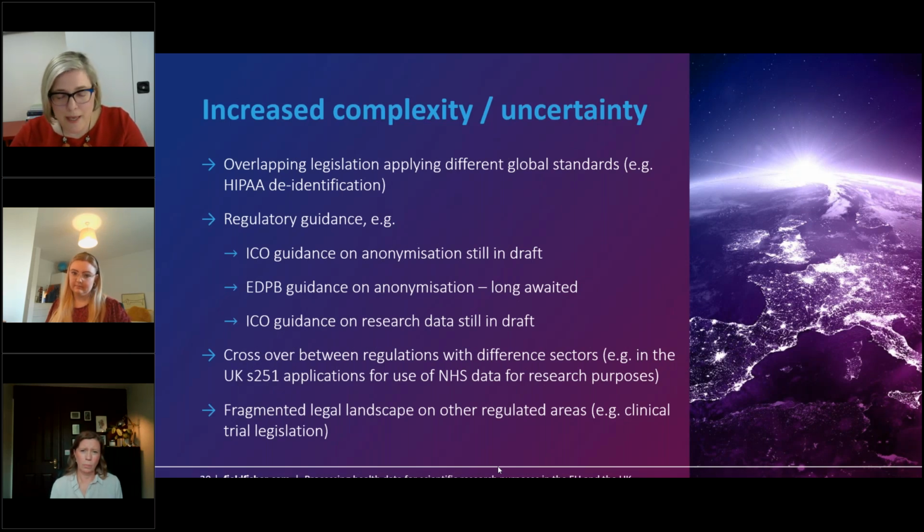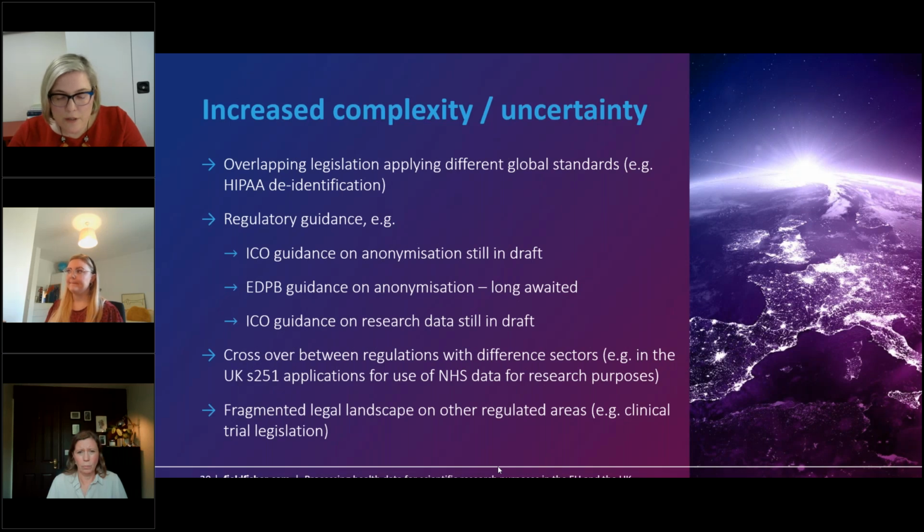A good example is HIPAA, for example. I was recently looking into HIPAA for another project, and the concept of identification actually means something very different under HIPAA and under EU law.